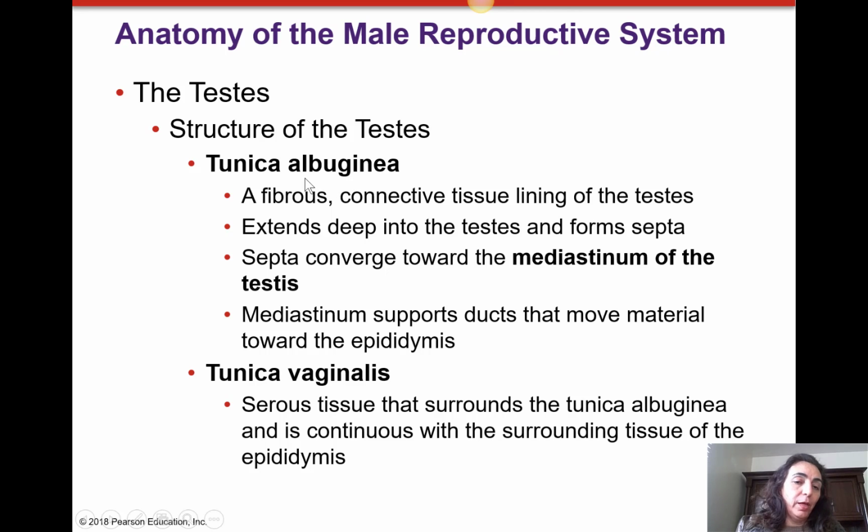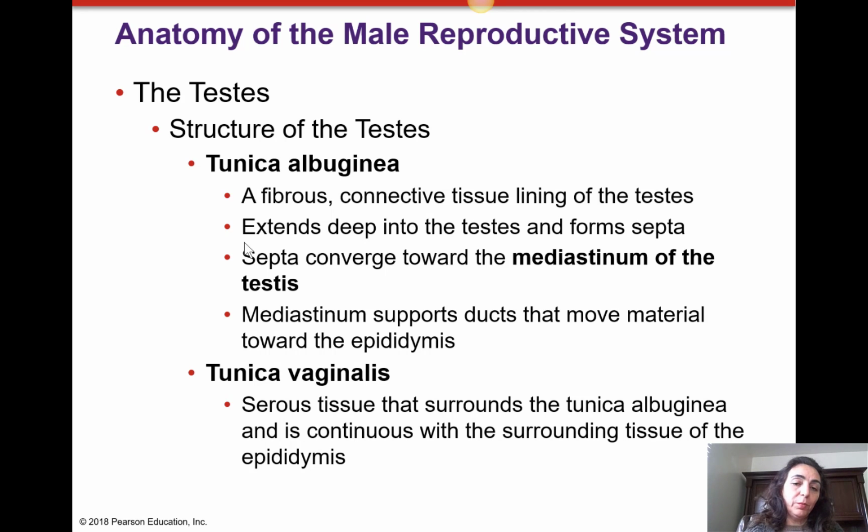Albugina comes from alba, right? Although you remember that means white. This is a white layer that is a fibrous connective tissue lining of the testis. It just goes outside of the testis. And besides covering the outside of the testis, it sends some septa deep into the testis.